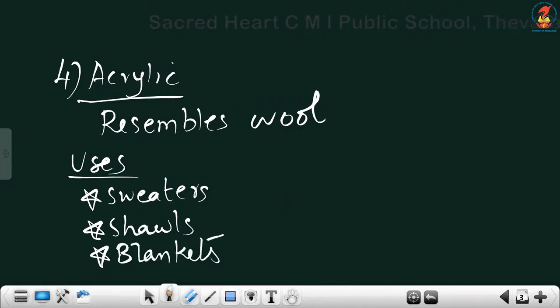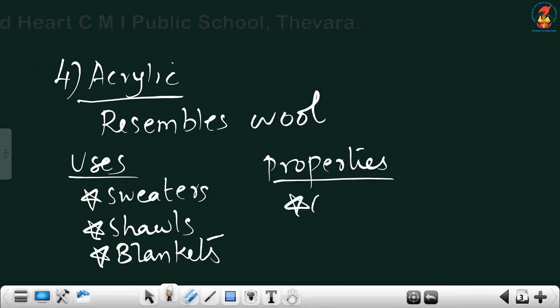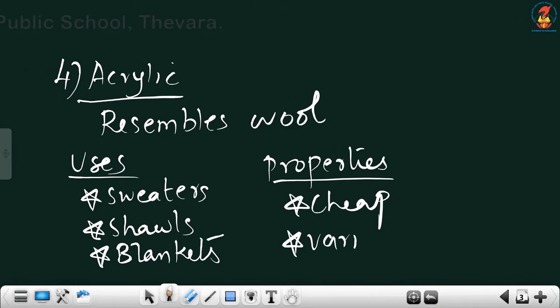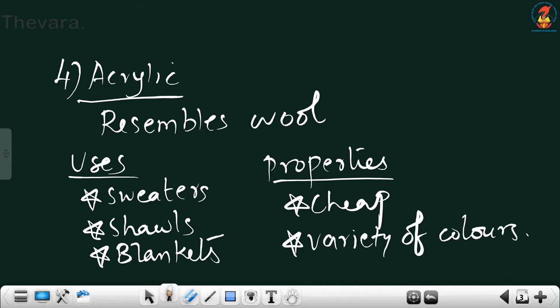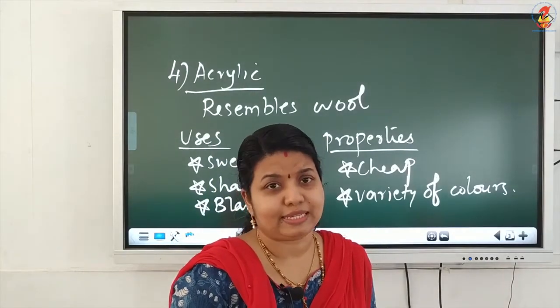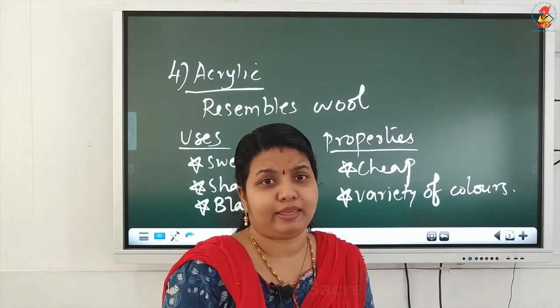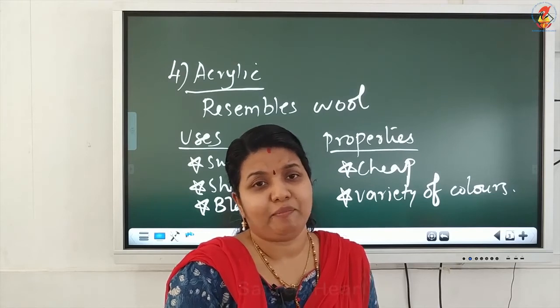all these are made from acrylic fibers and their properties are cheap. Then they come in a wide variety of colors. So, these are the properties of acrylic and these are the uses. Okay, so that is about acrylic. Acrylic resembles wool in its properties and it is less expensive and it comes in a wide variety of colors and it is used for making sweaters, shawls and blankets.